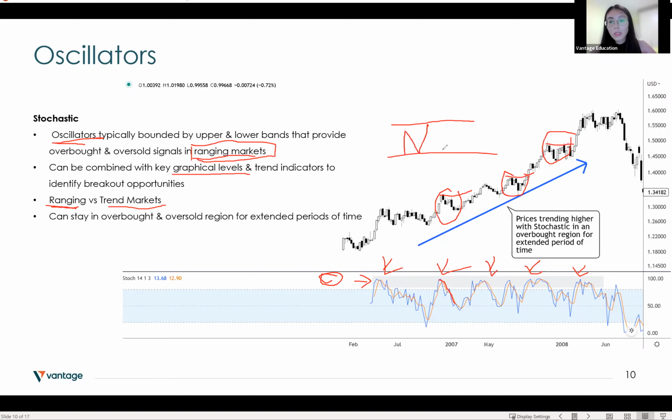In a sideways market, you can see that there are no clear highs and lows. And in a clear trending market, you can see clear higher lows and higher highs being formed, or lower lows and lower highs being formed. So this is on stochastics, right? Let's take a look at the next example.